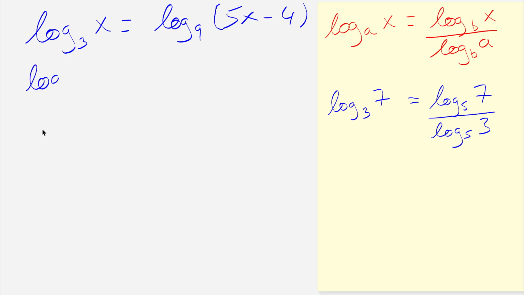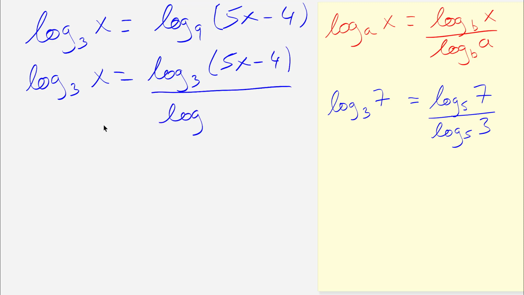This will be left alone. Log to the base 3 of x equals, and now I'm going to use this log rule to change the base. So instead of calling it log to the base 9 of 5x minus 4, I'm going to call it log to the base 3 of 5x minus 4 on top of log to the base 3 of 9. I've transformed it from this format to this format by changing the base using that rule that you see here. Now on top of the line I've got log to the base 3 of 5x minus 4, and on the bottom of the line I've got log to the base 3 of 9.